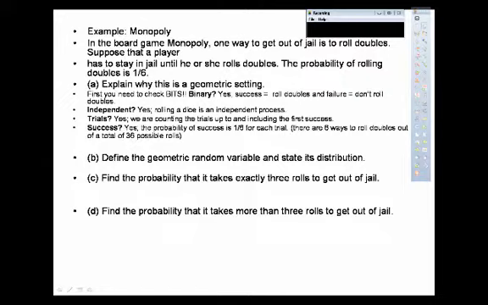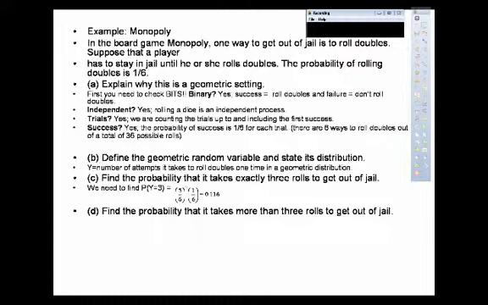Define the geometric random variable and state its distribution. Okay, the geometric random variable in this is the number of attempts it takes to roll doubles one time in the geometric distribution. Find the probability it takes exactly 3 rolls. So, probability that it takes exactly 3 rolls, P(y = 3), is (5/6)^2 times 1/6, which is 0.116.